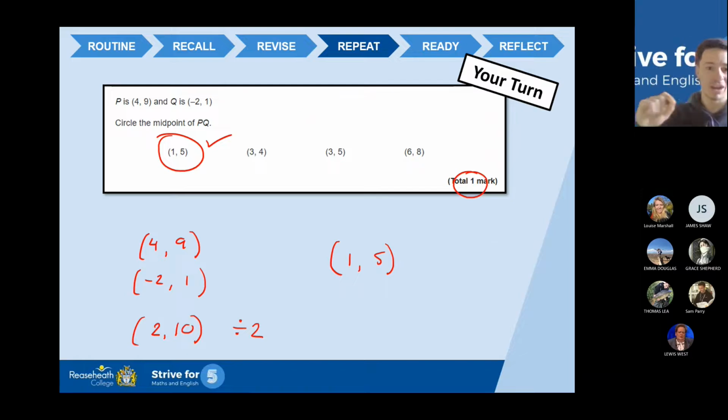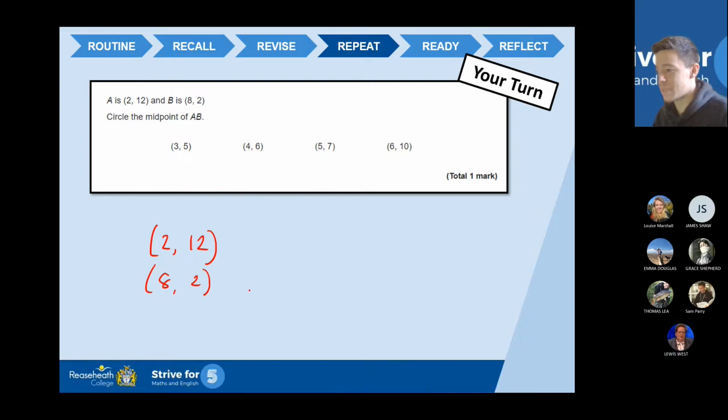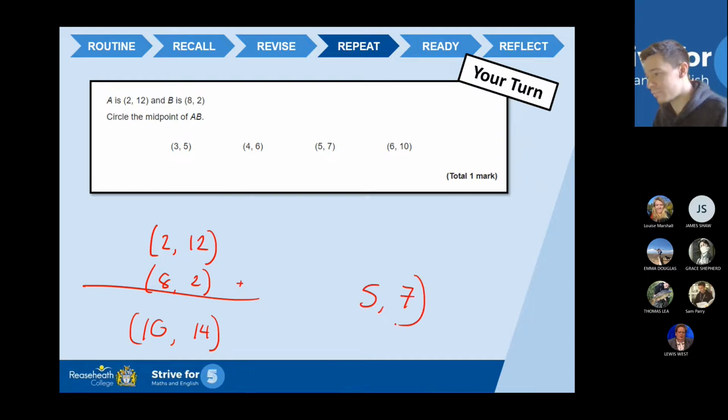So add them together, divide by 2. If it's a multiple choice answer, it's only ever really going to be 1 mark. Okay. However, given the fact it involves 2 steps, addition and then a division, it could be worth 2 marks if it's open-ended. So hopefully, with your ability and your skills, you can get it, and it's a nice one to have. Right. Once again, 2, 12. Add 8 and 2. All right, add them together. 10 and 14. Divide it by 2. 5, 7. Is that on there? Yes, it is.